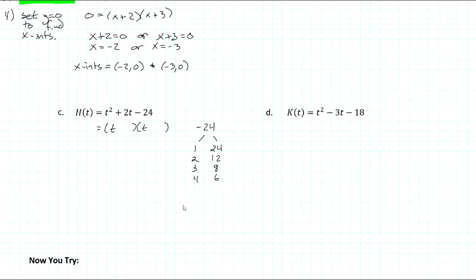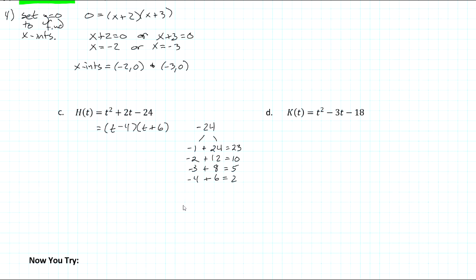So we want one negative and one positive. If I did a negative 1 and a positive 24, that would be a 23, so that's much too big. Negative 2 and positive 12 would be a 10. Negative 3 and a positive 8 would be 5. Negative 4 and positive 6 would be 2, so that looks like our winner there. So if I put a minus 4 and a plus 6 into our parentheses, then that's the correct factorization of this trinomial.